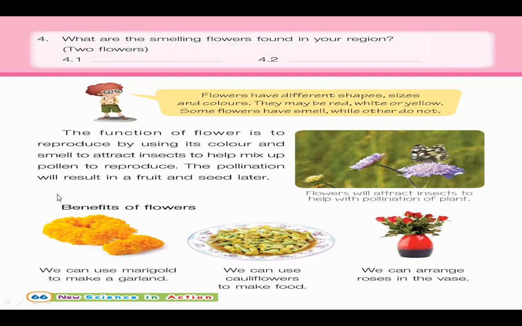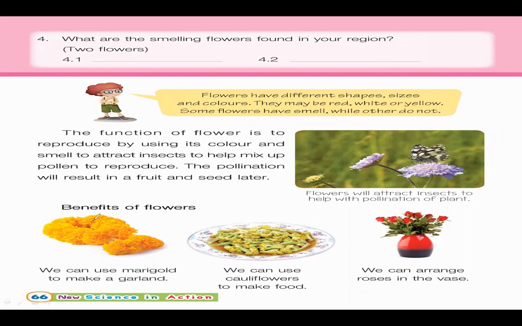Very good. Flowers have different shapes, sizes, and colors. They may be red, white, or yellow. Some flowers have smell, while others do not. The function of a flower is to reproduce by using its color and smell to attract insects. This helps mix up pollen to reproduce. The pollination will result in a fruit and seed later. Look at this one, the butterfly. Why is the butterfly there? Because the flowers attract insects to help with pollination of the plants. That means this flower smells good, right?